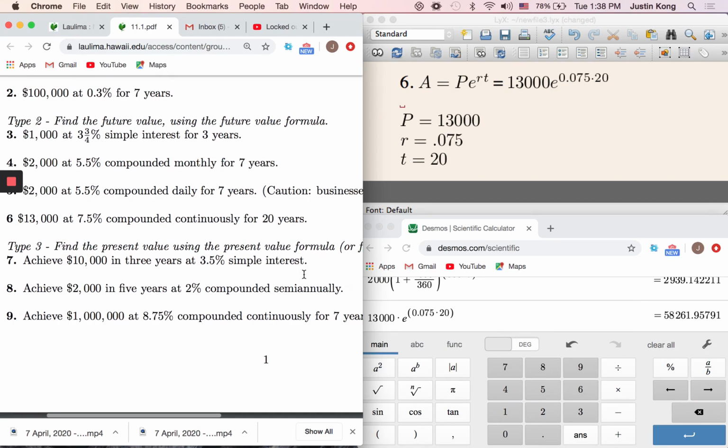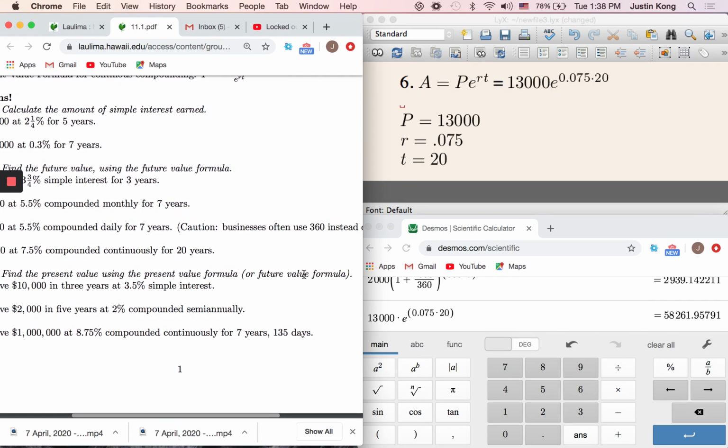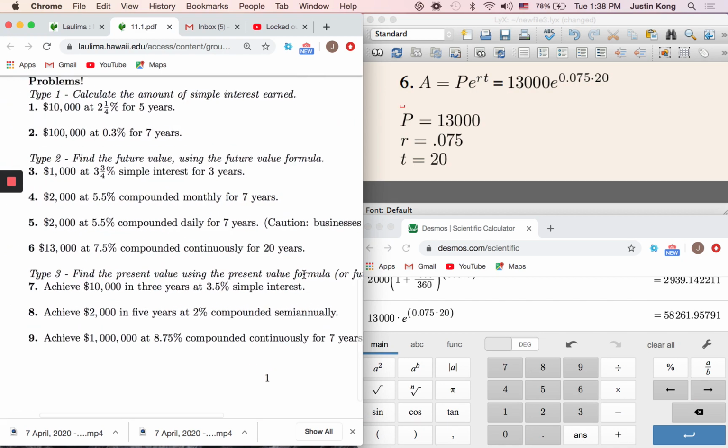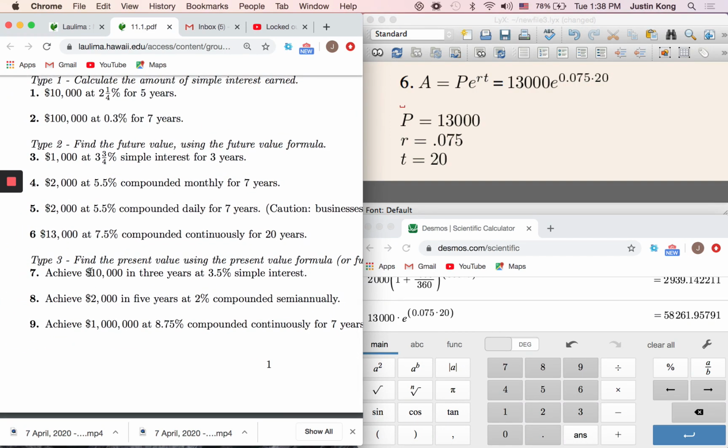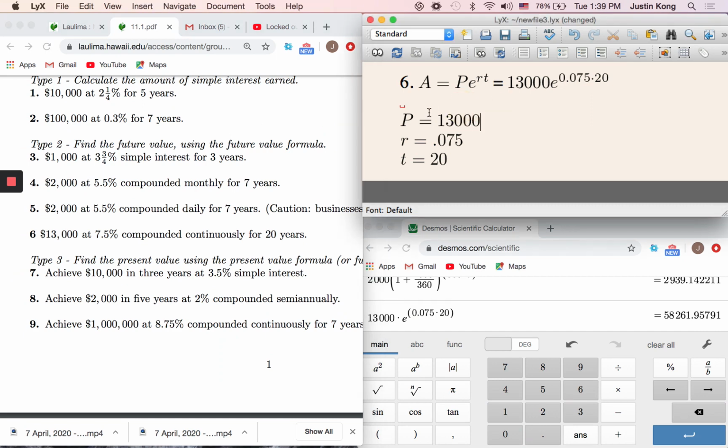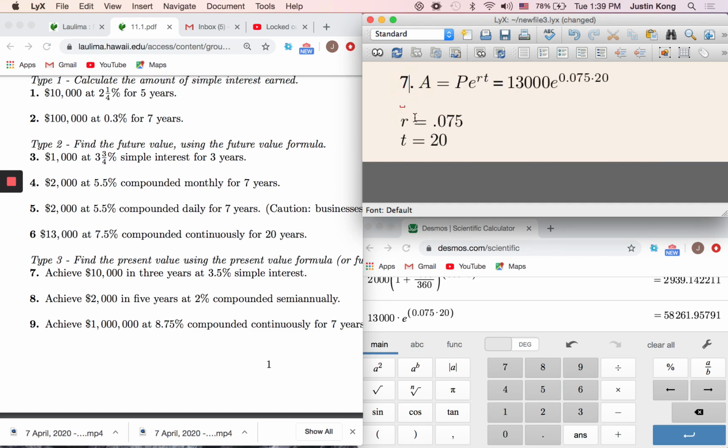This time we're trying to find the present value. In other words, how much should I put down now, or how much do I want to borrow? Am I borrowing in order to end up with a future value that's given to me? So this time we know A. Since I know A, it doesn't make sense to use an equation that's going to solve for A, right?